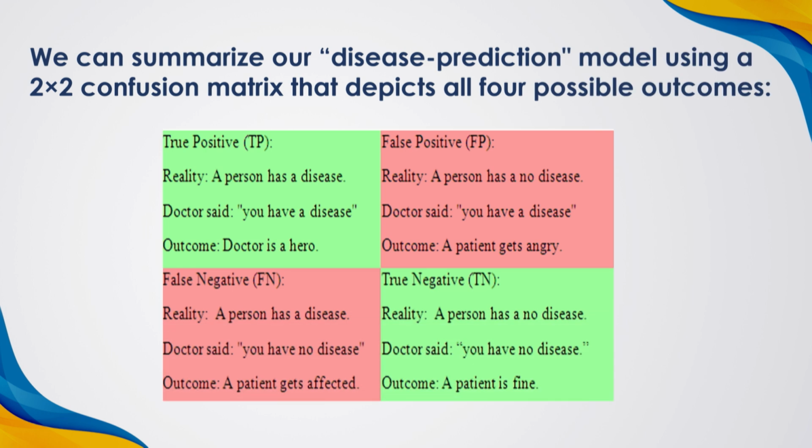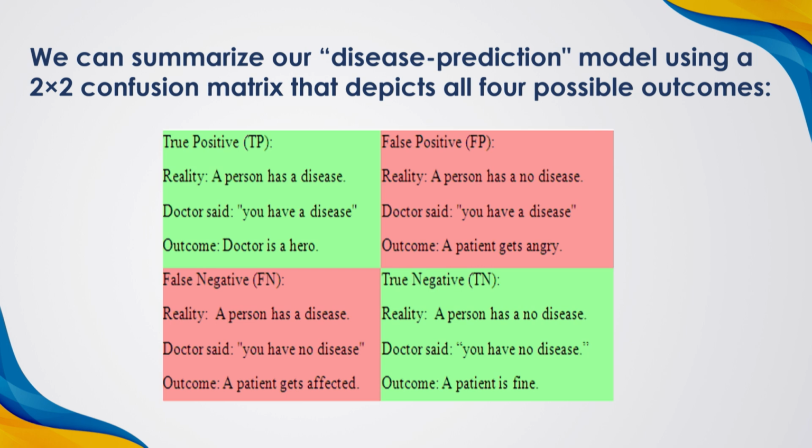We can summarize our disease prediction model using a 2 by 2 confusion matrix. It explains all 4 possible outcomes. True positive. As far as true positive is concerned, the reality is a person has a disease. The doctor said you have a disease, and the true outcome is the doctor is a real hero. Then as far as false positive is concerned, the reality is a person has no disease. Doctor said you have a disease. So, the outcome is a patient gets angry.